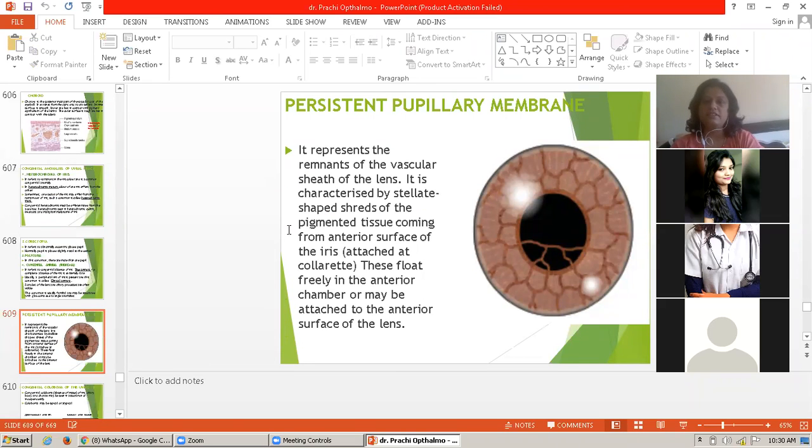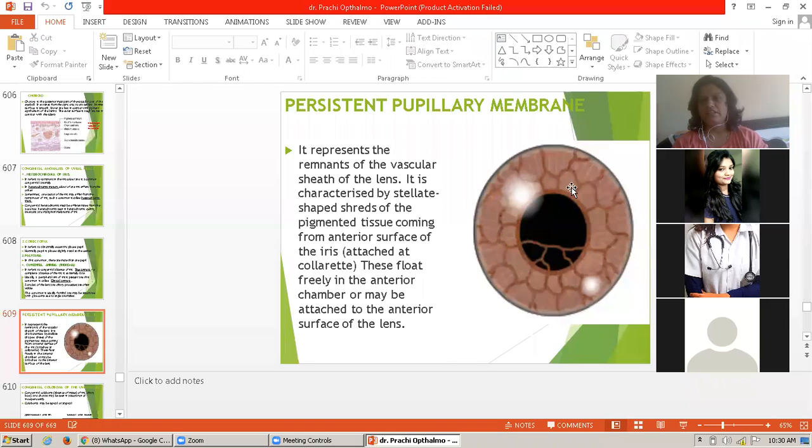Next one is persistent pupillary membrane. It represents the remnant of the vascular sheath of the lens, and it is characterized by stellate-shaped shreds of pigmented tissue coming from the anterior surface of the iris and attached at the collarette. These float freely in the anterior chamber or may be attached to the anterior surface of the lens.